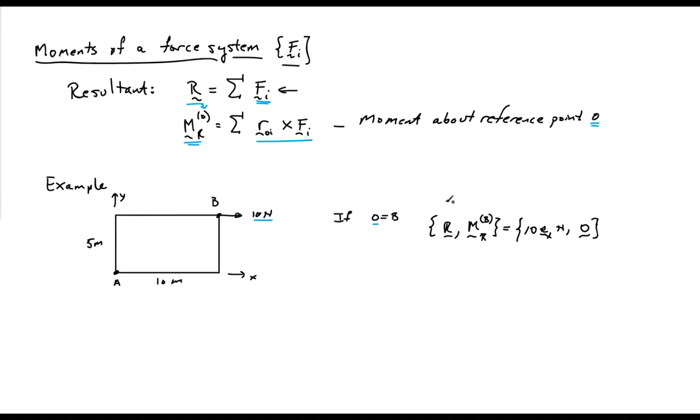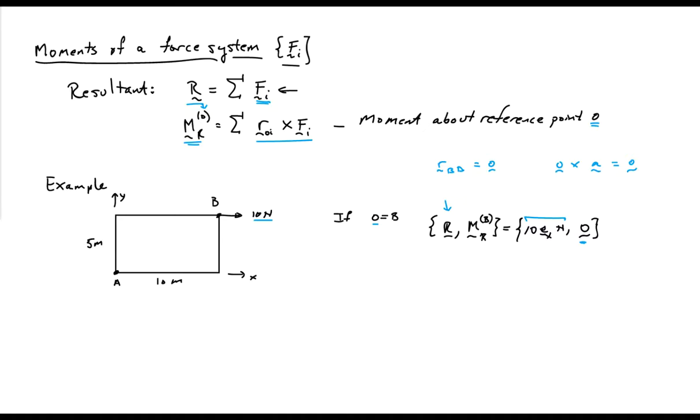The net resultant force R here is simply the sum of all the forces, so that's simply 10 newtons in the x direction. And then the net resultant moment relative to point B is going to be equal to 0. The reason is that the position vector from my reference point to the point of application of the force is simply 0, and 0 cross any vector is always equal to 0. So that gives me a net resultant moment of 0. That's the characterization of this force system relative to the point B.